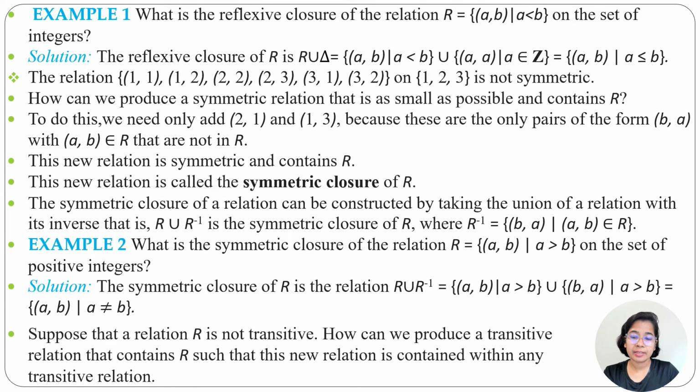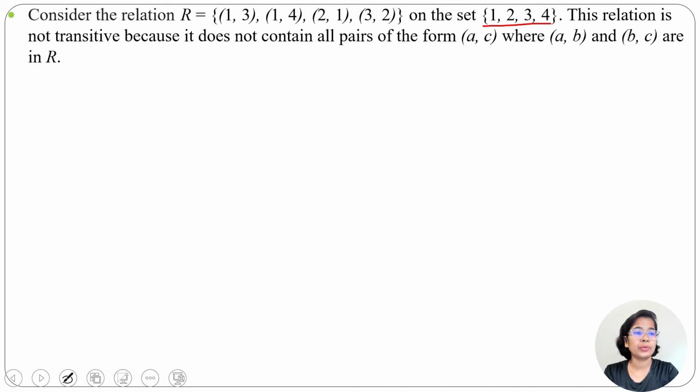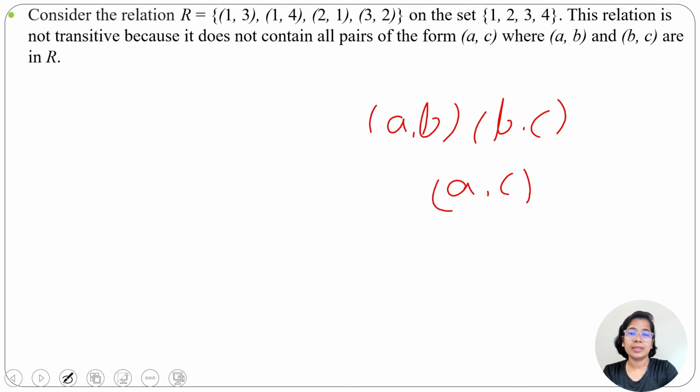Next we will see transitive closure. Suppose that a relation R is not transitive, how can we produce a transitive relation that contains R such that the new relation is contained within any transitive relation? Consider the relation R. R contains (1,3), (1,4), (2,1), (3,2) on the set 1, 2, 3, 4. This relation is not transitive because it doesn't contain all the pairs. For transitive, if (a,b) is present and (b,c) is present, then (a,c) must be present. Here it doesn't contain all the pairs of (a,b), (b,c), (a,c), so this is not transitive.